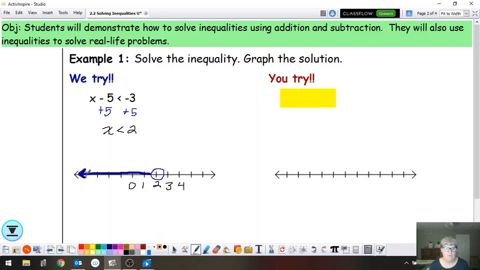Now, it will look like this. So we have an open circle at 2 and all of the values to the left. Now is your opportunity to try one yourself: m minus 3 greater than or equal to 5.